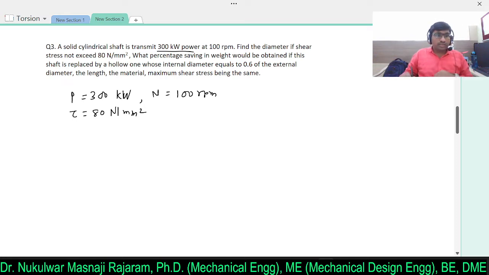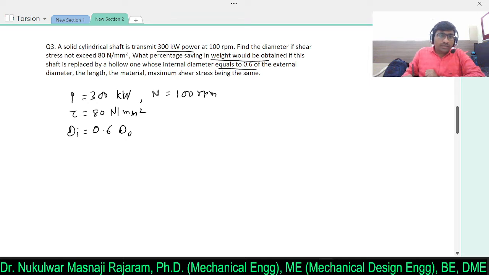Now what is asked: what percentage saving in weight would be obtained if this same shaft is replaced. Now what is happening here, we are going to replace the solid shaft with the hollow shaft. So when we consider the hollow shaft, then there will be two diameters, that is internal diameter and external diameter. Clear? Now the relation given is that the shaft is replaced with a hollow one with internal diameter equal to 0.6 of outer diameter. So I will write that expression: di = 0.6 do.